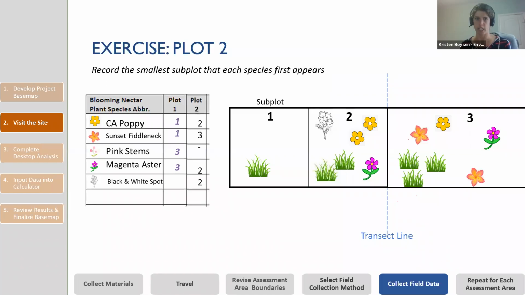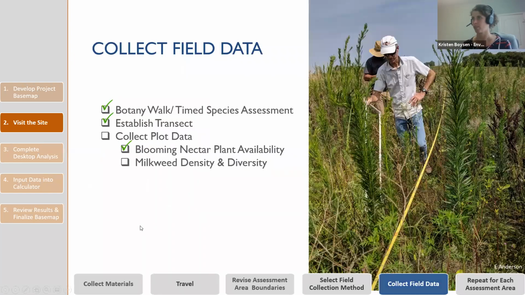All right, looking good. So we're filling out this data sheet. See how fun and fast this is? And remember, we're not counting grasses, and we're only counting things that are rooted in the plot that they're in. So great work. Good job, everyone. We've done our blooming nectar plant availability.